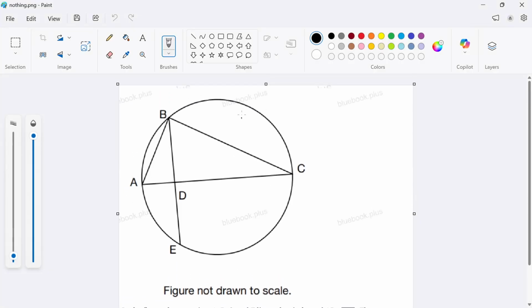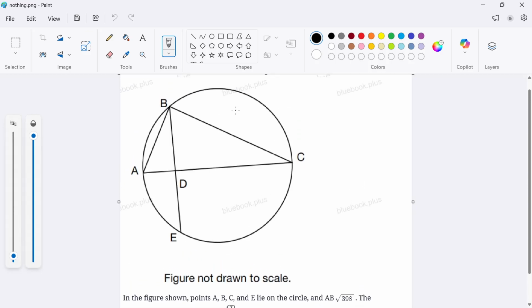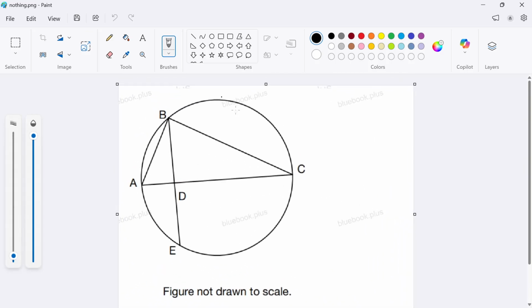Here's a digital SAT math question from Blue Book Plus. I don't know if this source is always absolutely accurate. The claimed answer is 99.5, I think, 101 divided by 2. But there's all kinds of missing information here. Something's wrong with this question.